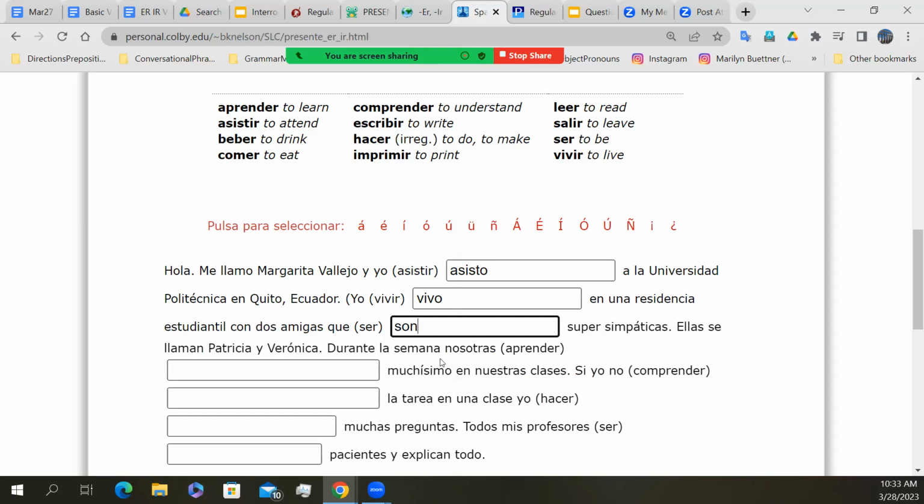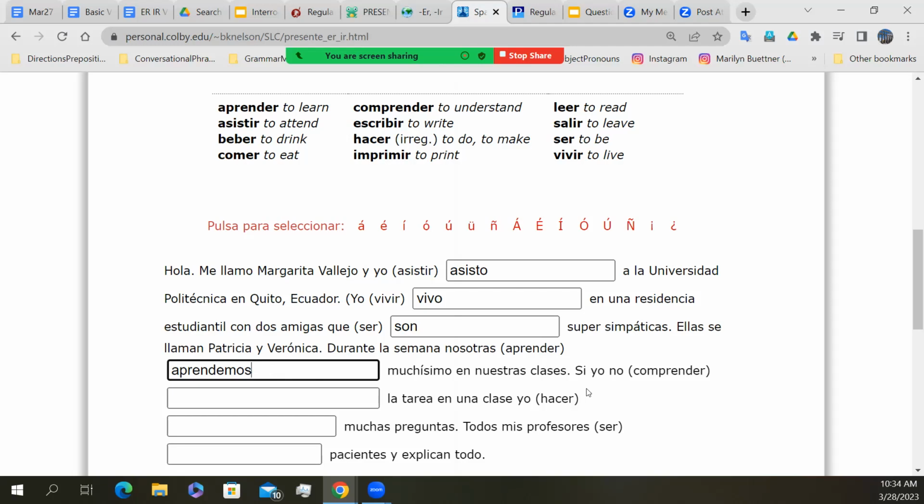Durante la semana, during the week. Durante la semana, nosotras, and she means all of us gals. So she uses a we that's a feminine we word, nosotras. But this verb will not go into a feminine form. It will go into a nosotros form. We learn a whole lot. Aprendemos. Aprendemos muchísimo en nuestras clases. We learn a whole lot in our classes.